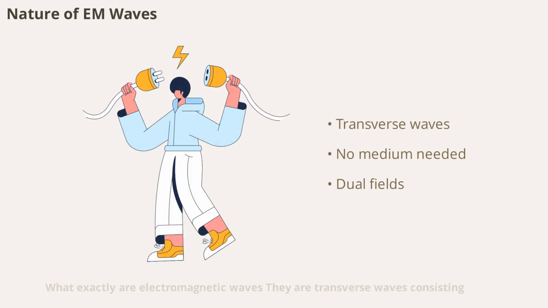What exactly are electromagnetic waves? They are transverse waves consisting of oscillating electric and magnetic fields which are perpendicular to each other and to the direction of propagation. Unlike sound waves, EM waves do not require a medium and can travel through a vacuum. This unique nature allows them to move freely through space, carrying energy and information across vast distances. The dual electric and magnetic components make EM waves incredibly versatile and essential in both nature and technology.